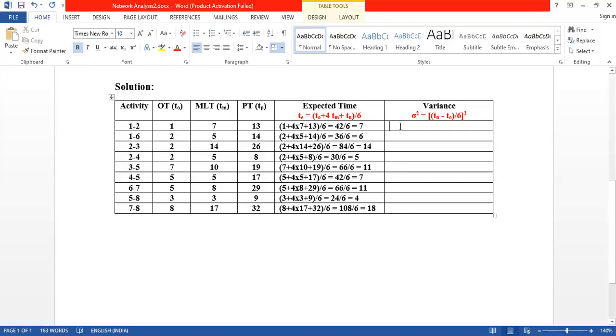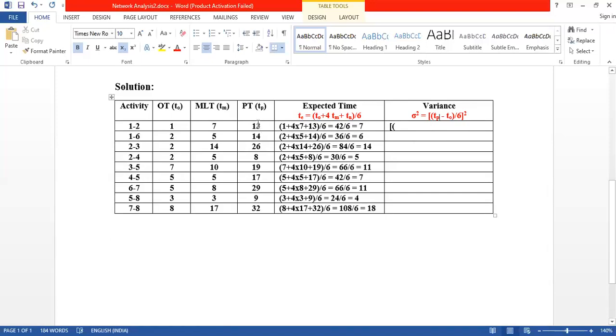Now, we are supposed to calculate variance as well. For variance, we have the formula (Tp minus To) divided by 6, and square of the final value. I'm sorry, this is not Tn, rather this is Tp. So it is Tp minus To by 6, and whole square of this.